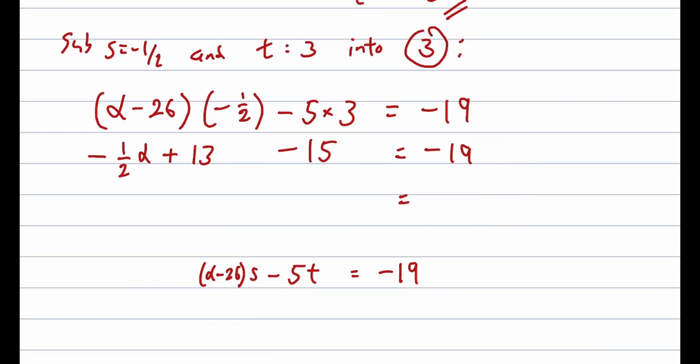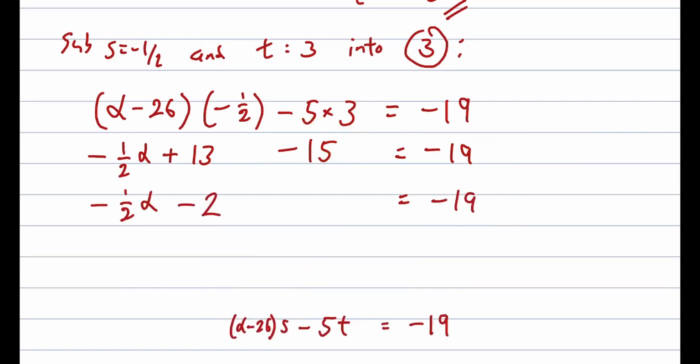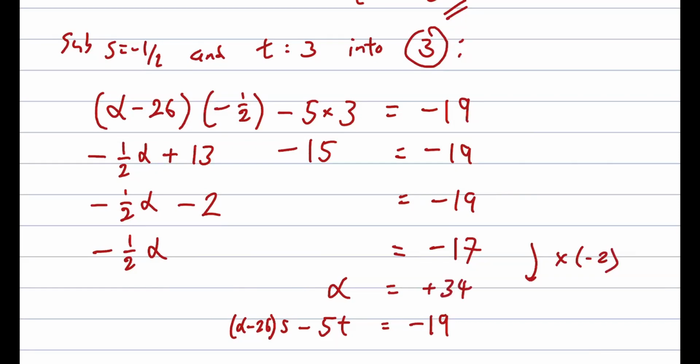I'll do it step by step. 13 minus 15 is negative 2 first. Then I bring the negative 2 over, so I will get a plus 2, which is negative 17. Then I can just multiply by negative 2 on both sides. That will give me my alpha, which will be positive 34. Correct? Correct. That's your answer.